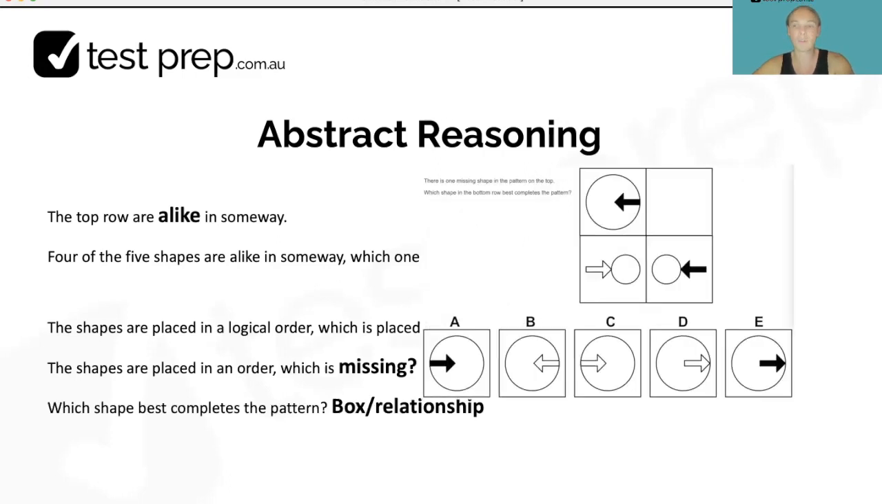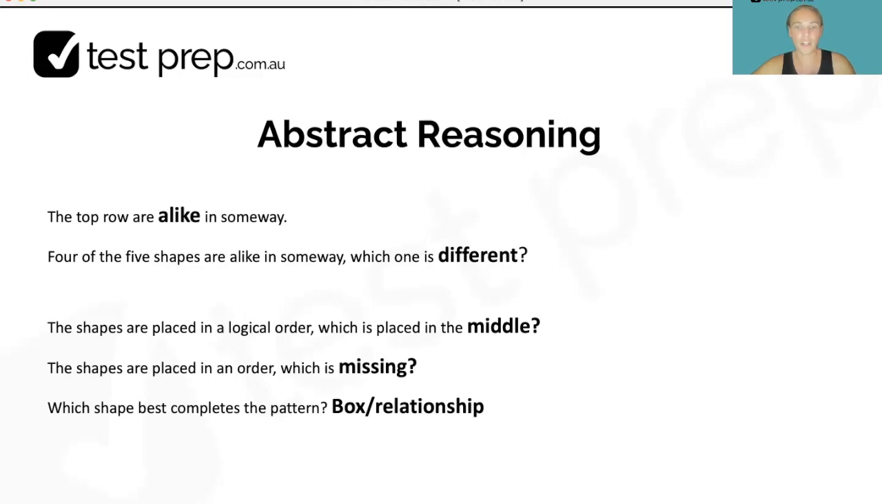And the last one is what I call a box or a relationship. So there'll be a box which will be made up of 4 parts, and one of those corners will be missing, and we're going to see what would go in that 4th quarter. So that being said, we're going to actually split these into 2 categories.